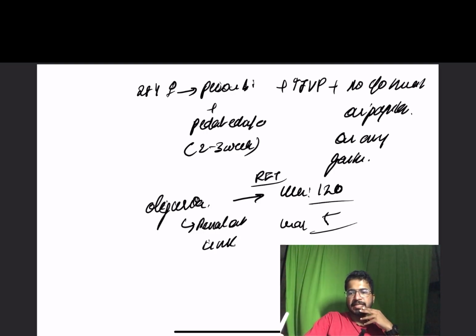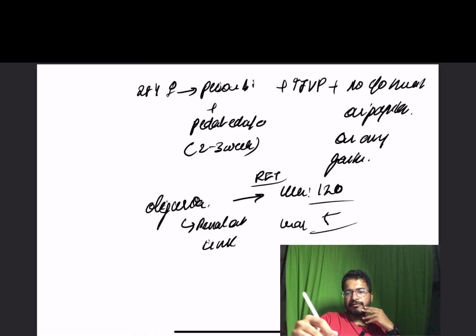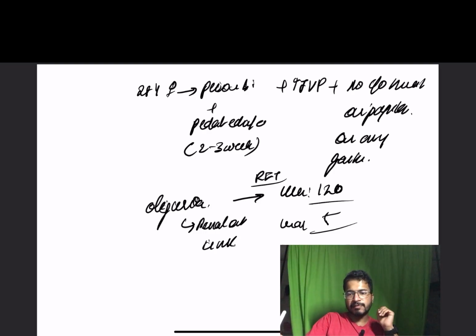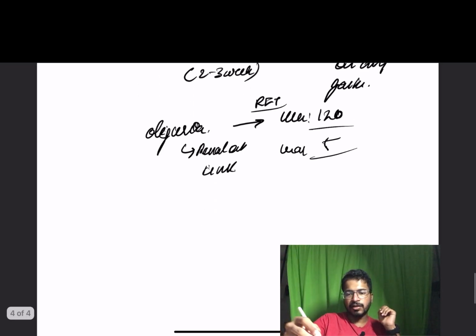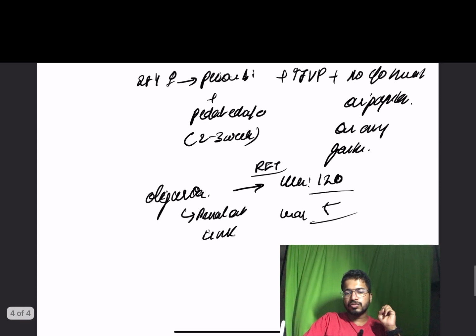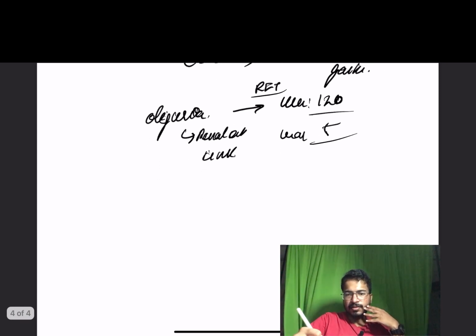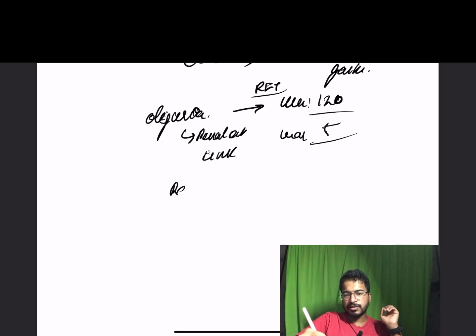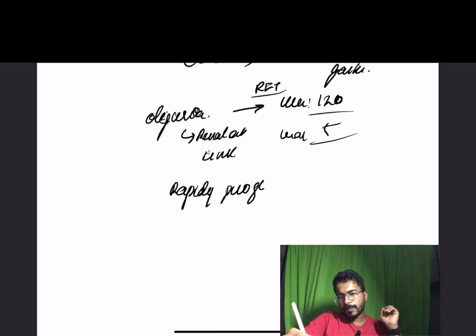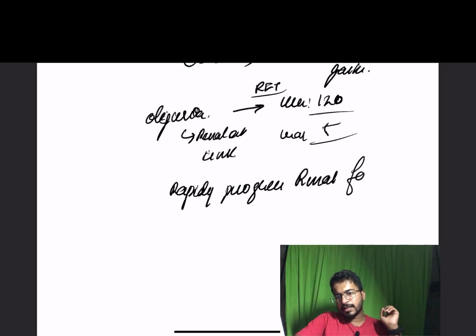So basically this patient has undergone a renal failure over the past 2 to 3 weeks, or in 2 to 4 weeks. Simply put, it is nothing but rapidly progressive renal failure.